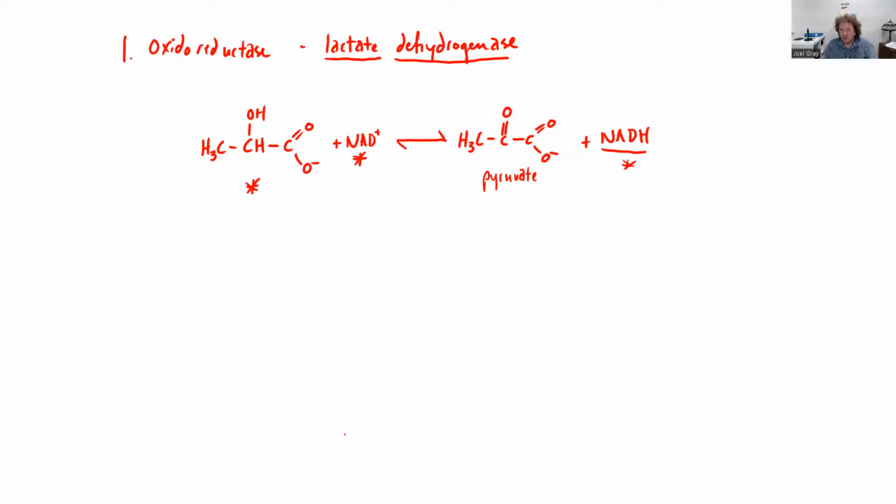Those are the oxidized and reduced forms of nicotinamide adenine dinucleotide. So all that we're doing is we're taking this hydroxide group and this hydrogen, and we're producing a double bonded oxygen on that carbon right here. So this is a good example of an oxidoreductase.